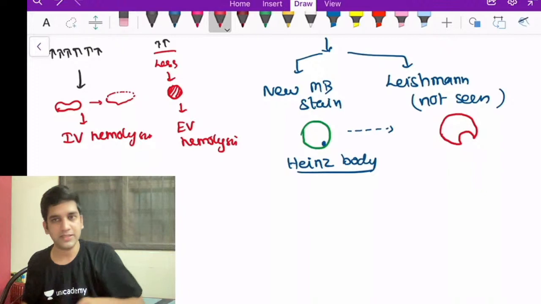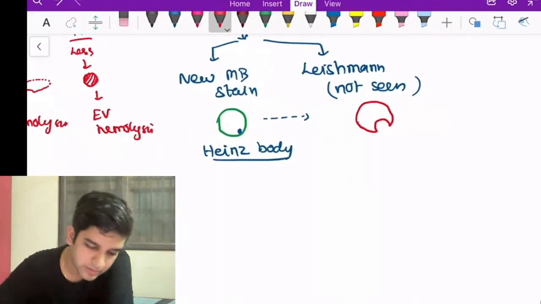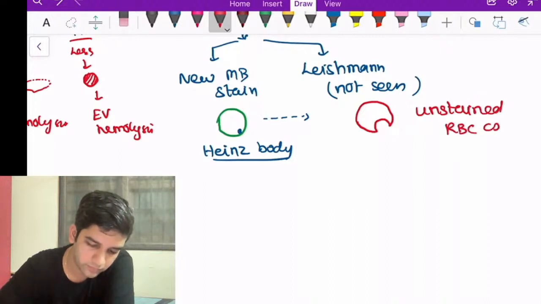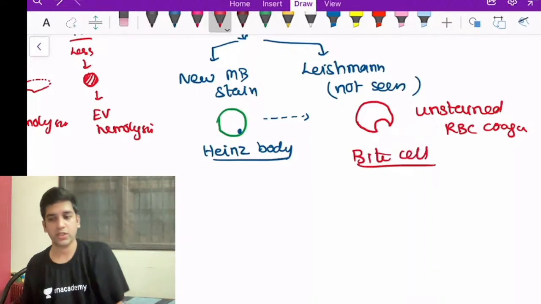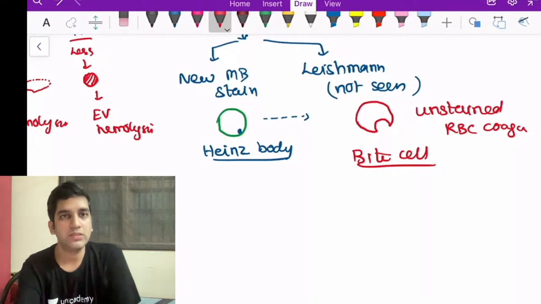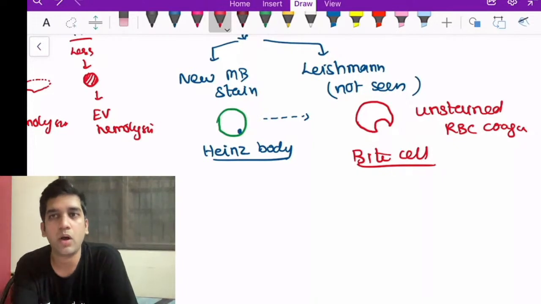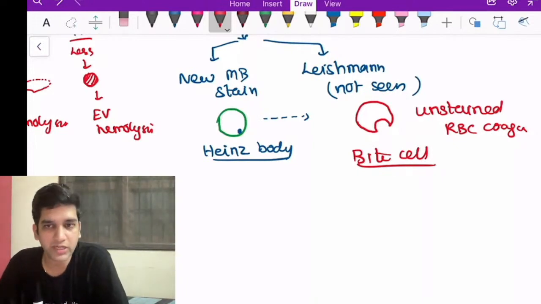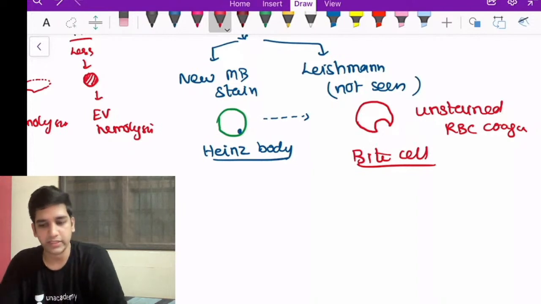So it's the same RBC, it is not getting stained. The unstained part of the RBC coagulum will look like a bite cell for me. Again, that is diagnostic. This is some place where Robbins has given outdated information. I will not say it's wrong information. It was the old way of understanding.